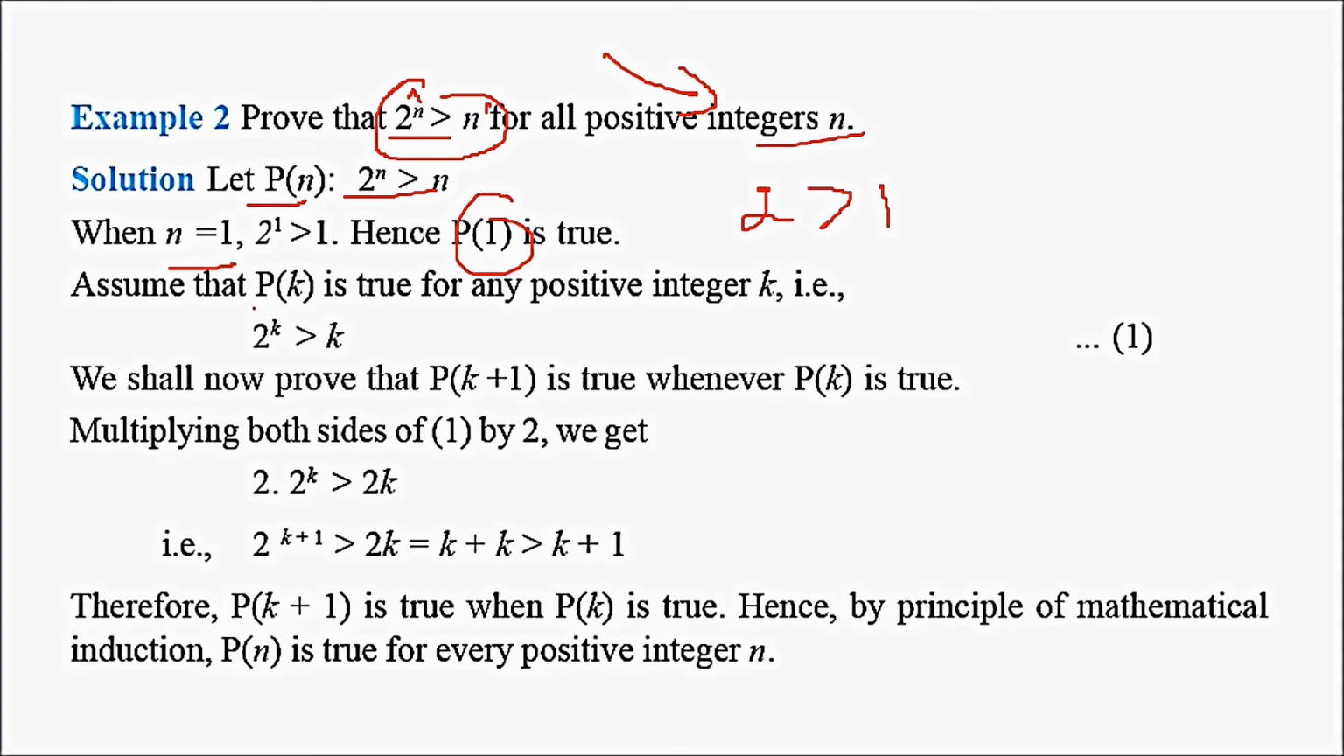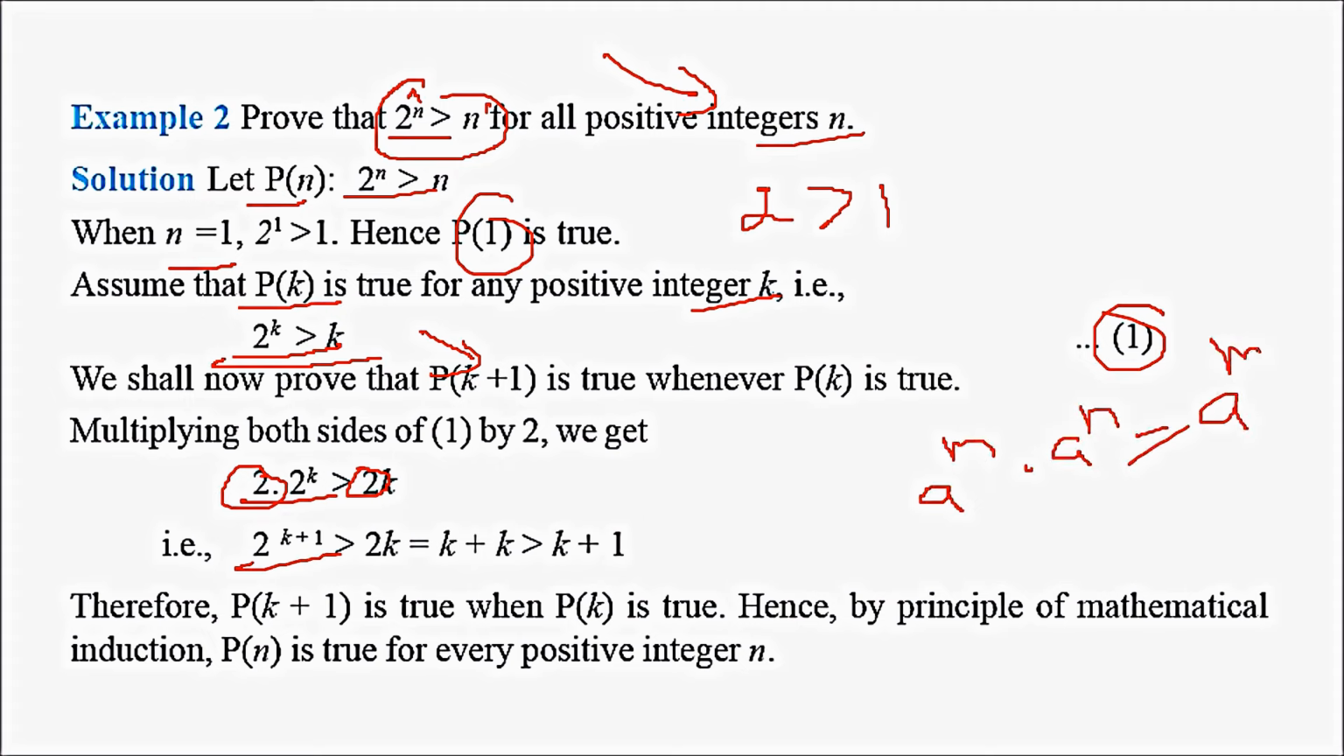Let us assume that Pk is true for any positive integer k. That means we assume that it is true for some k, so 2 to the power k is greater than k. Let us apply it for Pk plus 1, meaning the next member coming after k. What we can do is multiply this expression number 1 by 2 on both sides. What you get here is 2 times 2 to the power k, which is 2 to the power k plus 1. You know that a to the power m times a to the power n is equal to a to the power m plus n.